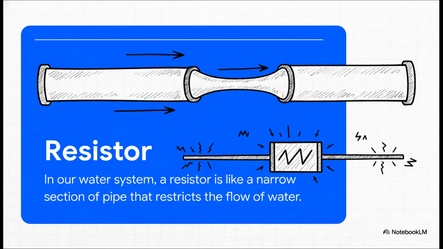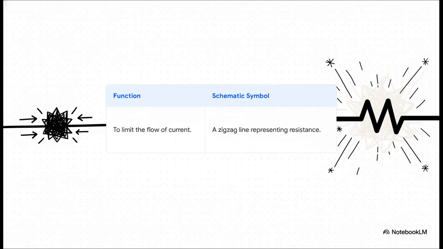Imagine you've got this big, wide pipe with water gushing through it. Now, what happens if you stick a really skinny piece of pipe in the middle? The flow slows right down, doesn't it? That's precisely what a resistor does for electricity. It's just a bottleneck. So its entire job, its whole reason for being, is to limit the flow of current. Simple as that. And when you see circuit diagrams, you'll see it drawn as this little zigzag line, which kind of makes sense, right? It looks like a little obstacle course for the electricity.